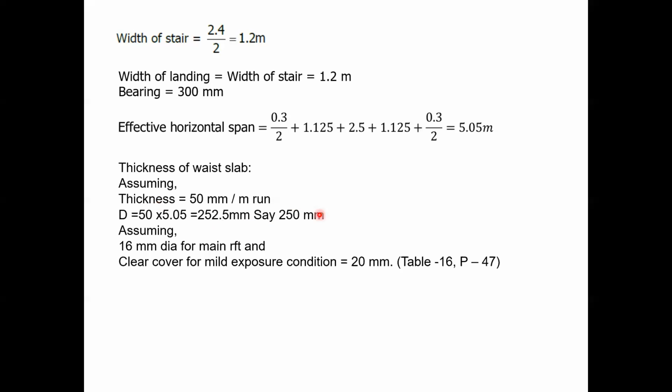Generally you can take directly for the thickness of waste slab from 200 to 250. Take down next, assuming 16 mm dia bar for main reinforcement. And as per IS 456-2000 table number 16, clear cover for mild exposure condition is 20 mm.